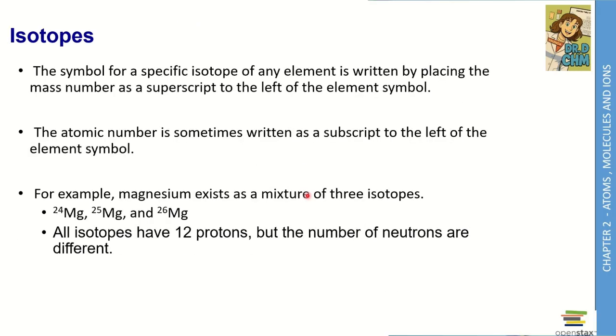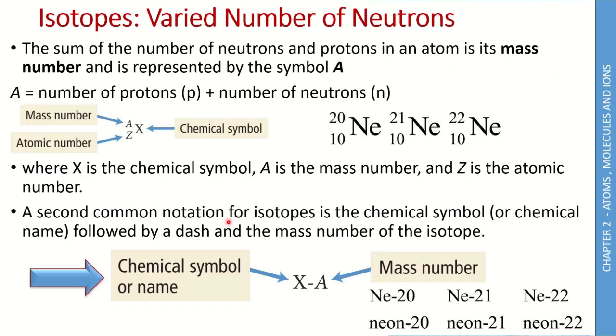And we have isotopes. What is that? Isotopes are the same element with a different number of neutrons. For example, magnesium. Here we have 3 naturally occurring isotopes: magnesium 24, magnesium 25, and magnesium 26. So what changes over here is only the number of neutrons. The number of protons is the same because that is what defines magnesium.